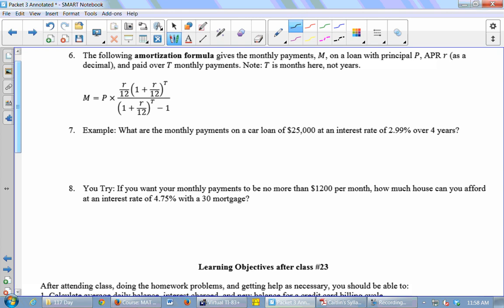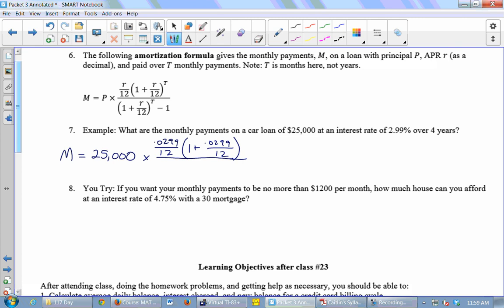So for example, I want to calculate the monthly payments on a car loan, $25,000 at an interest rate of 2.99% over 4 years. So I just plug in the stuff I know, right? My monthly payment, M. P is my $25,000 times, then I've got this big fraction, right? R is my interest rate as a decimal, which is 0.0299 divided by 12. 1 plus 0.0299 divided by 12. Right, and capital T is the number of months.